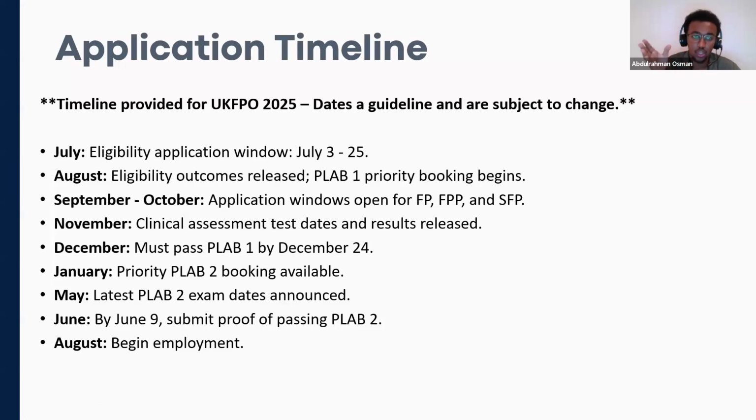Then from September to October, the application window opens for the foundation program, the FP, the FPP, and the SFP. You can apply to all of these, by the way. It doesn't hurt, but the one that's compulsory is the FP. You have to first apply for the foundation program. You can apply for the others and hopefully get in, but if not, you'll be in the foundation program. And that goes from September to October.